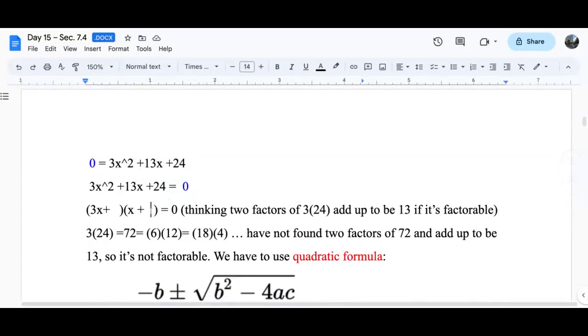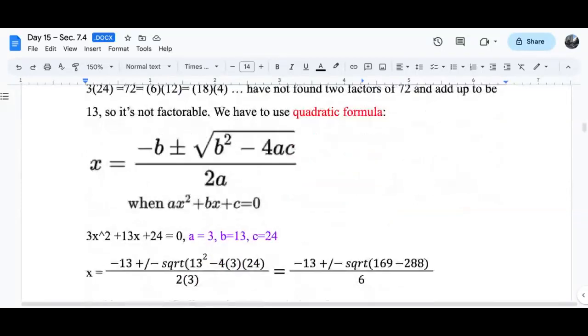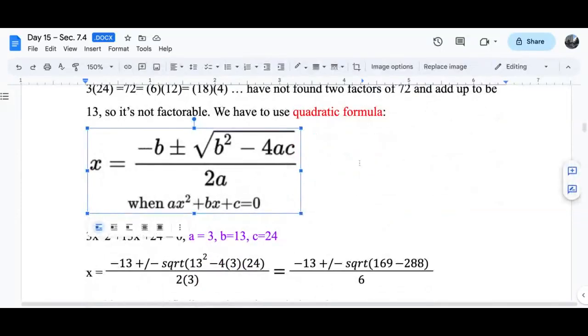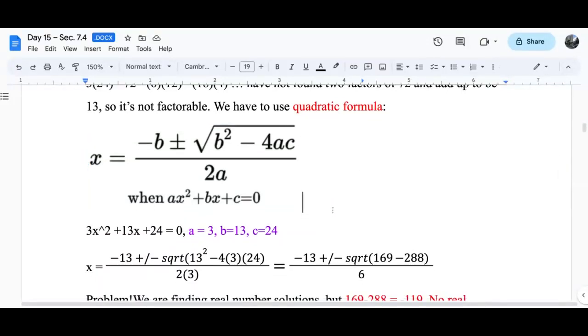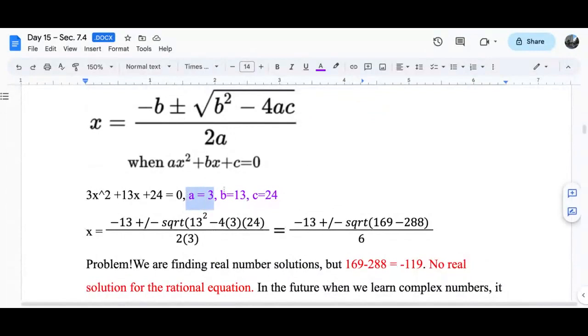If we factor this, we need to play with the factors of 24. Think 3 times one of the factors of 24, then adds up the other one should be 13. No, it's not factorable, right? So this one is not factorable. Use the quadratic formula: negative b plus or minus the square root of b squared minus 4ac, divided by 2a, right? The number before x squared is called a, the number before x is called b, the constant term is called c. So a is 3, b is 13, c is 24.